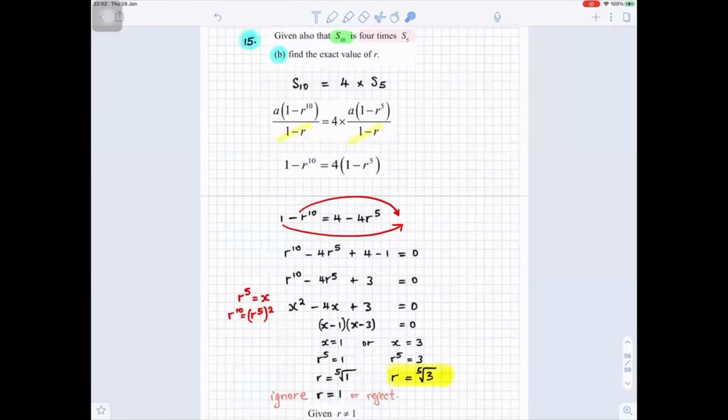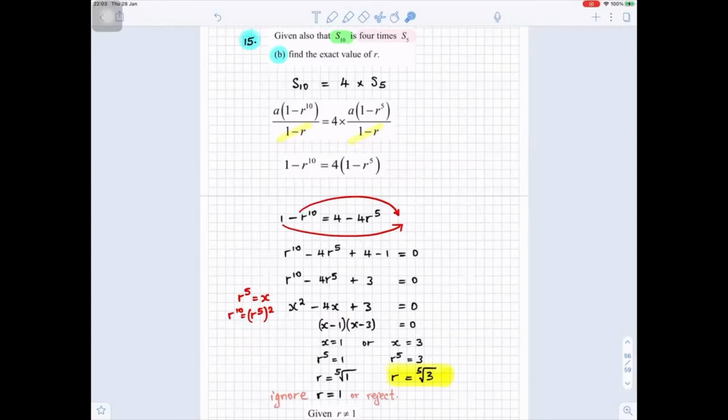Question 15. Given also that S10 is 4 times S5, find the exact value of r. So the sum of the first 10 terms equals 4 times the sum of the first 5 terms. So we write down the formula for the sum of the first 10 terms.